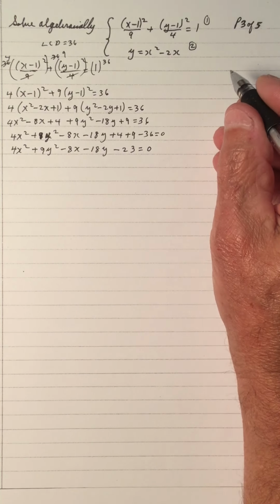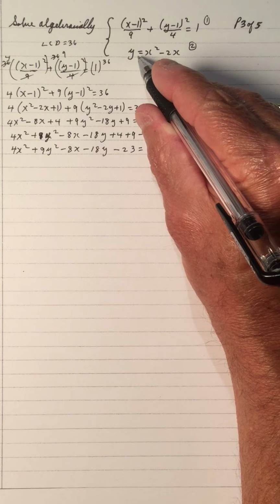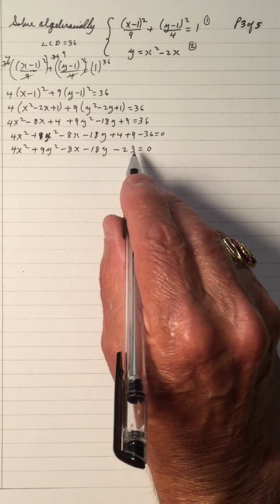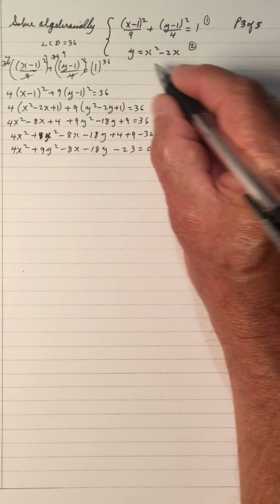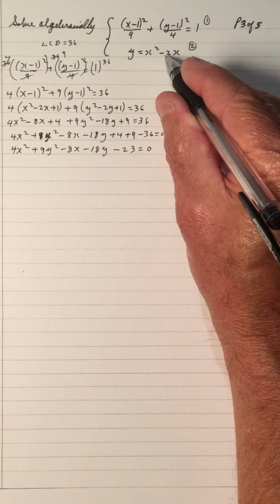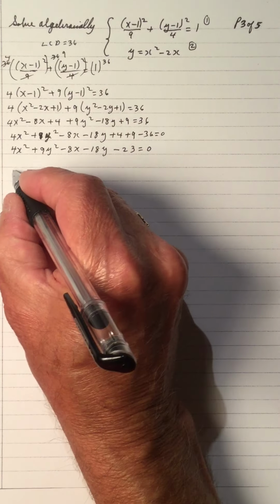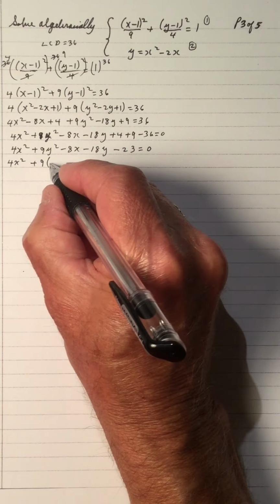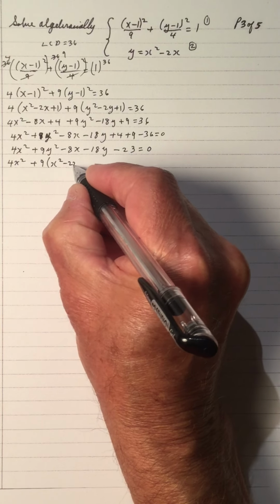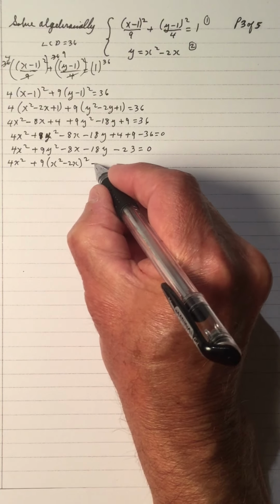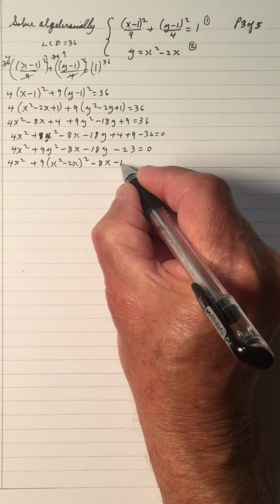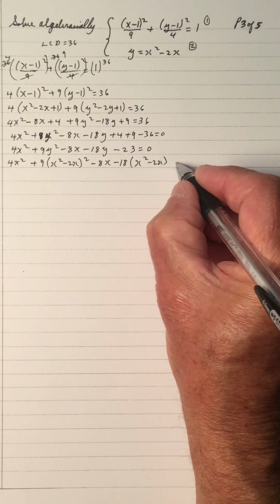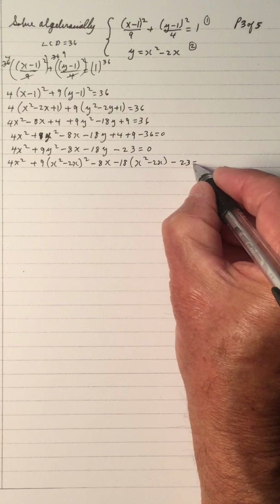So what we'll do now is take the equation for y and sub it in. Notice we have x and y values in the general form, but we like to have all x's. So let's sub x squared minus 2x in the place of y. So we have 4x squared plus 9 times (x squared minus 2x) squared minus 8x minus 18 times (x squared minus 2x) minus 23.